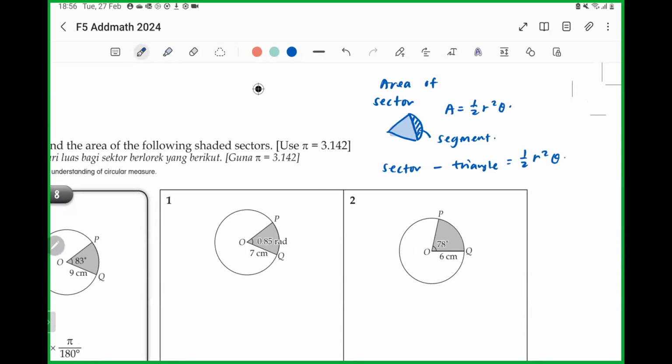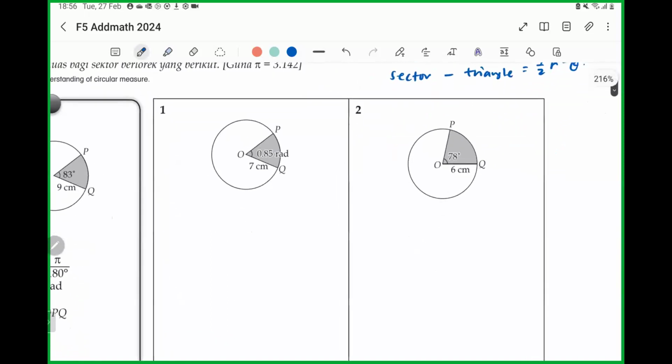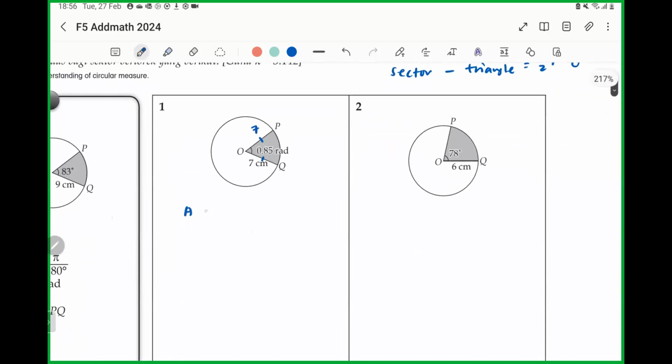Okay, so let's see one by one. We see the sector first. If I have sector like this one, 7 cm, 0.85 radian. Radius, right? So this one will be 7 also. So if I want to find the area of sector, area equals to 1 over 2 R squared theta.